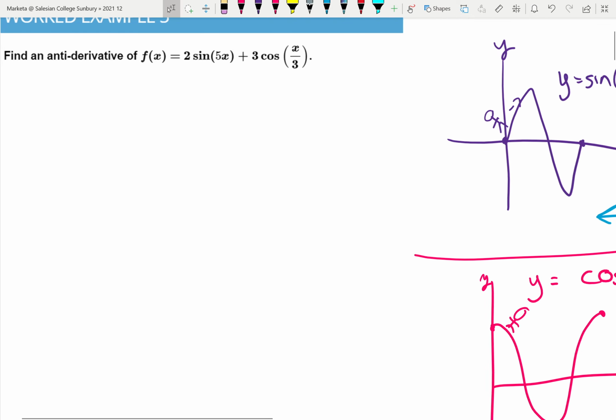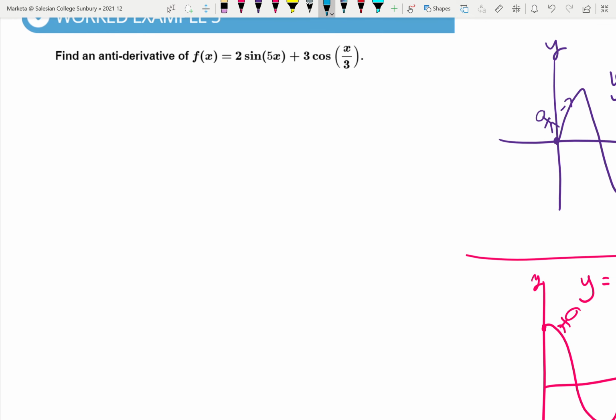Let's go back and do the examples. Find an antiderivative. So when you see the word "an", you do not want to put plus c, because the c value could be 0. And for the sake of an antiderivative, we assume that it is 0. So let's write it out.